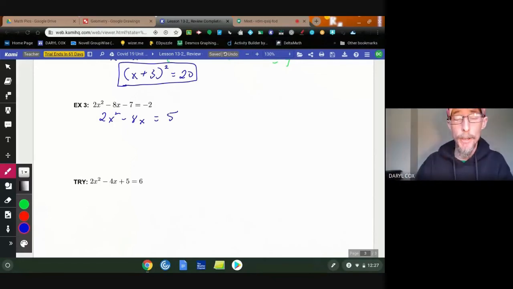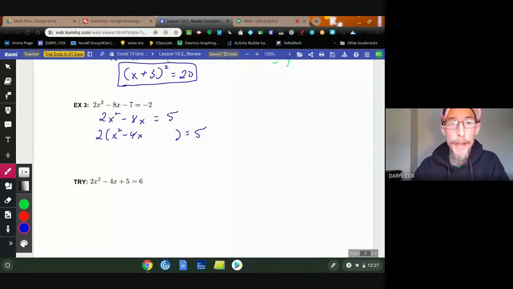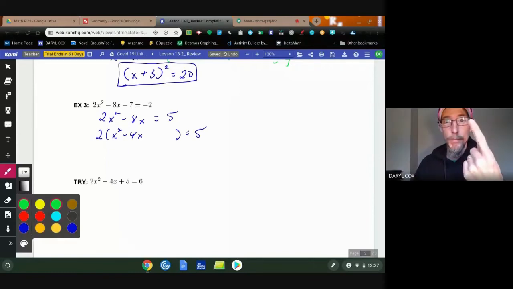So I need to factor out that 2. And I'm going to factor it out just on this side. I'm going to leave a little space. Okay. Now, at this point, I need to complete my square. Okay, so we've done step 1, get variables and constants on opposite sides. Step 2, factor out the leading coefficient. Step 3, complete the square.